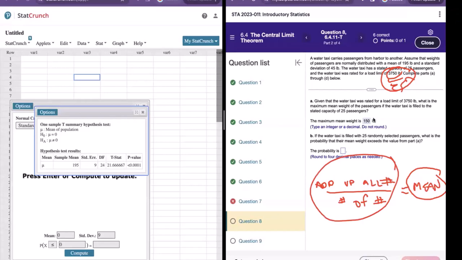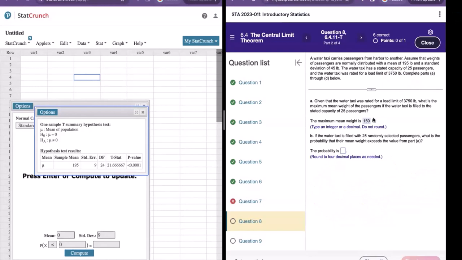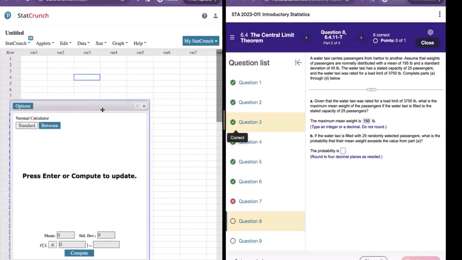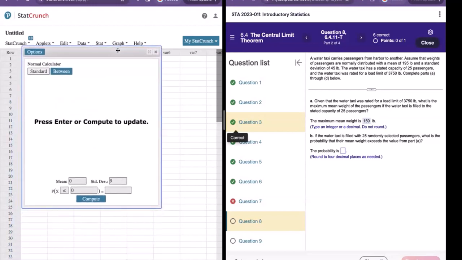Does that make sense to you, Asher? No, it makes complete sense. Can you open the normal calculator? The normal one, this one. Do you know why we open the normal calculator? Because it's a normal distribution, like it says above, normally distributed with a mean.